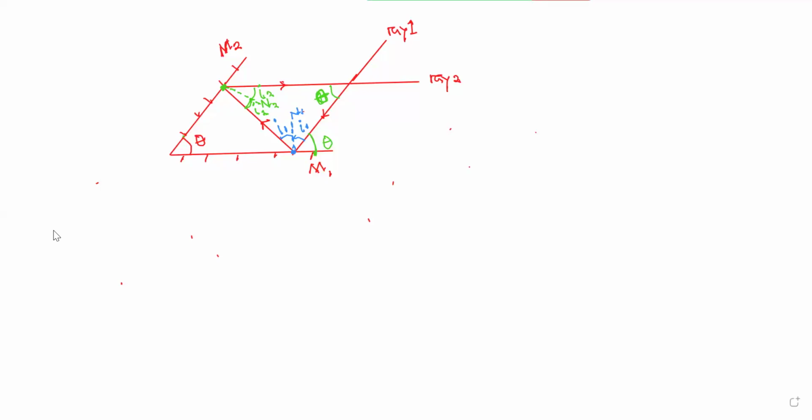The angle between the normal and the mirror must sum up to 90. So this angle here must be 90 minus I1. Please mute yourself if you haven't muted, okay? Then this other angle here would be 90 minus I2.